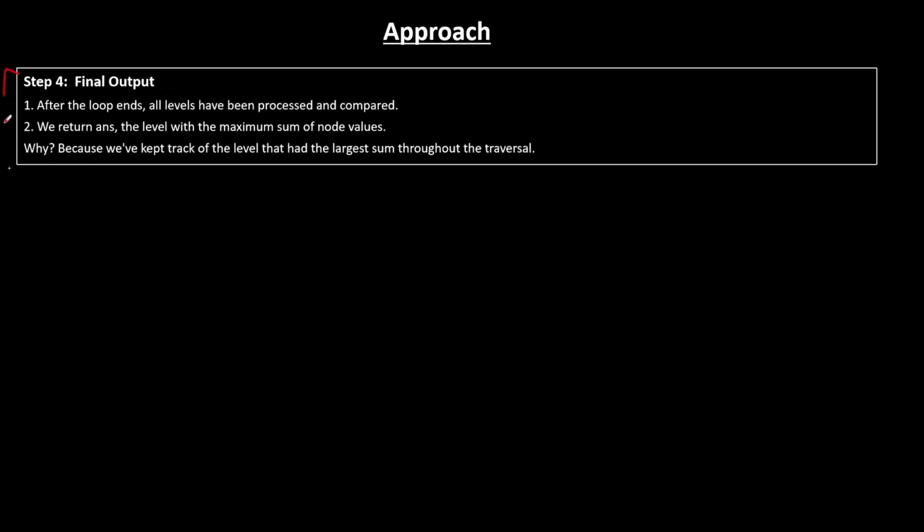Now in step 4, it's the final output. After the loop ends, or the traversal of the complete tree is done, we return the answer, which is the level with the maximum sum of the nodes. That's all. This is all about the approach. I hope you understood the approach. Now let's go to the next slide.